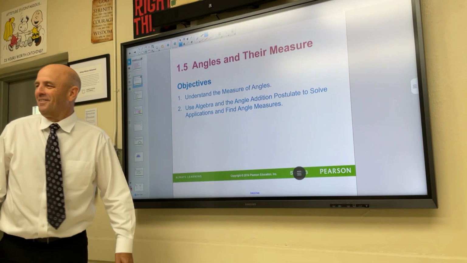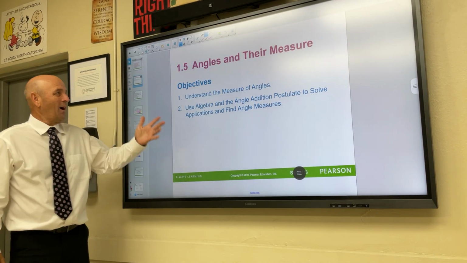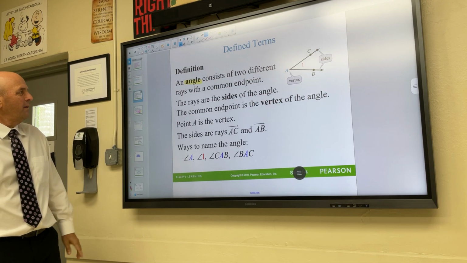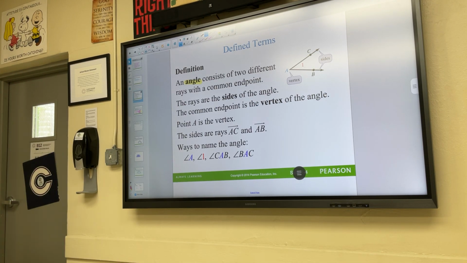All right, so we've got 1.5, angles and their measures. It's not too bad today. Pretty smooth lesson for you. First of all, what is an angle? Everybody knows what an angle is, but what is it actually made of?